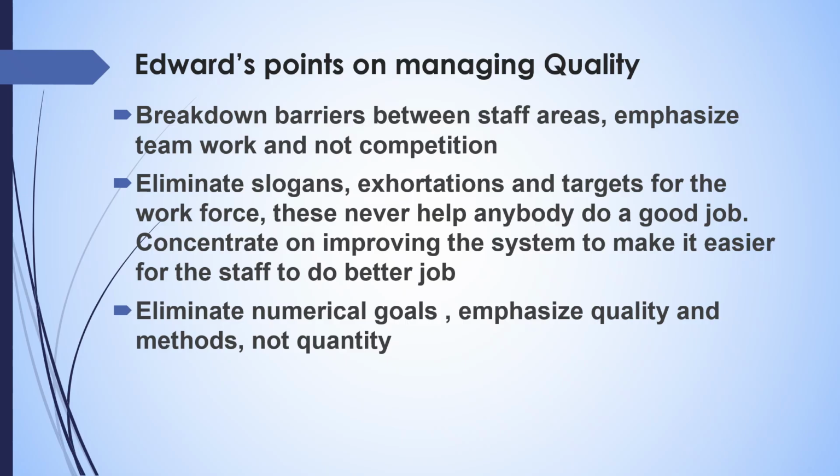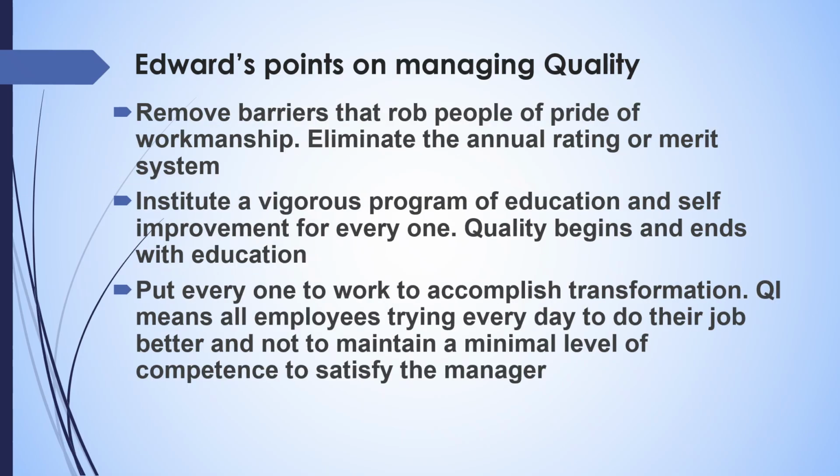Eliminate numerical goals. Emphasize quality and methods, not quantity. So numerical goals should be eliminated. So it shouldn't be the quantity, how many, rather than how well it was done. What is the quality? Then remove barriers that rob people of pride of workmanship. Eliminate the annual rating or merit system. Institute a vigorous program of education and self-improvement for everyone. Quality begins and ends with education. See, quality begins and ends with education.